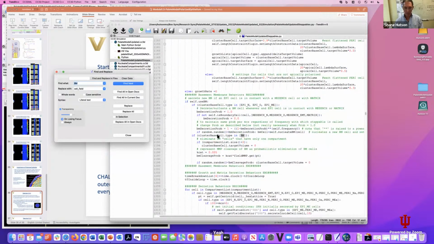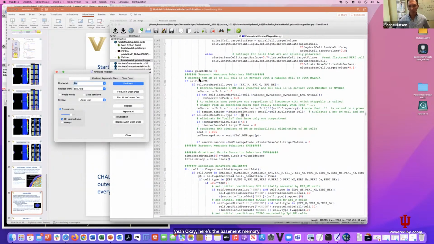Okay, here's the basement membrane behaviors. This will be a good example for us to go through and look at.